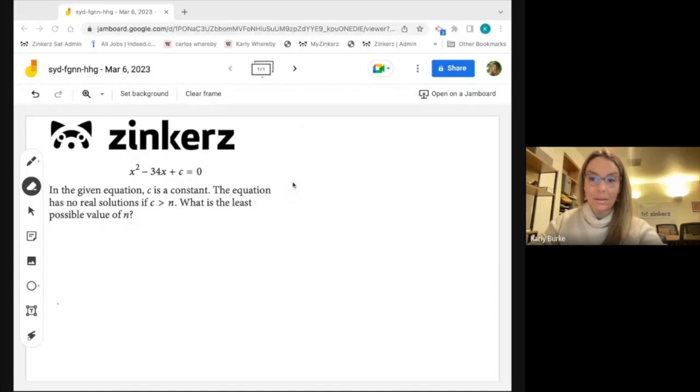Let's check out this problem from the new digital SAT math section. This problem is asking you about the number of solutions in a quadratic equation. So let's read the question first.